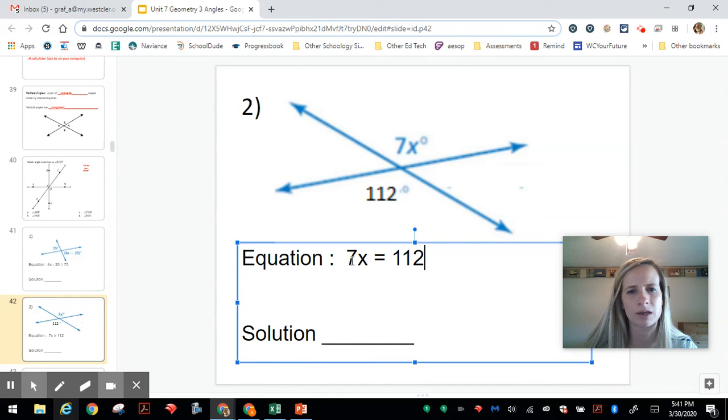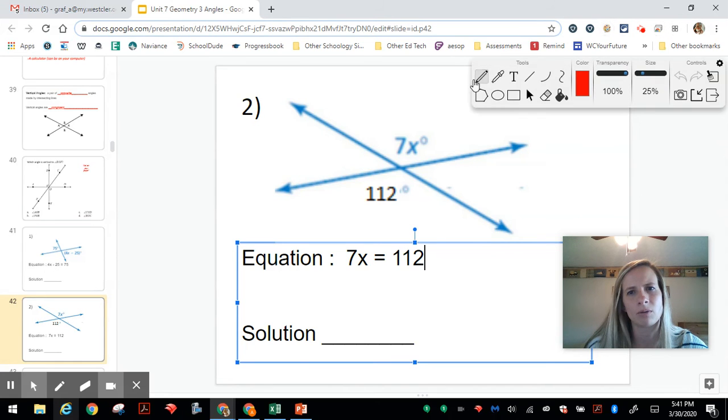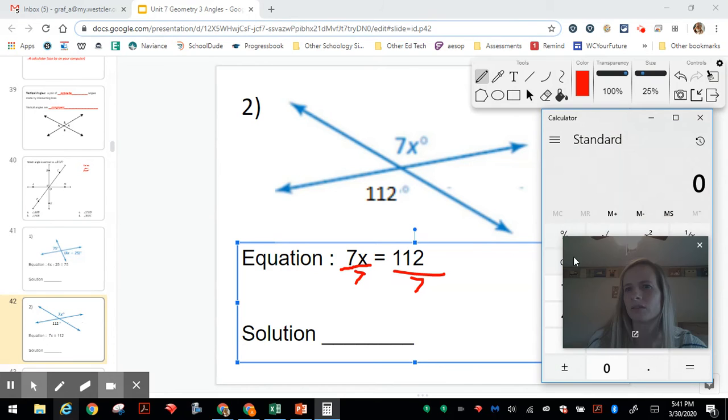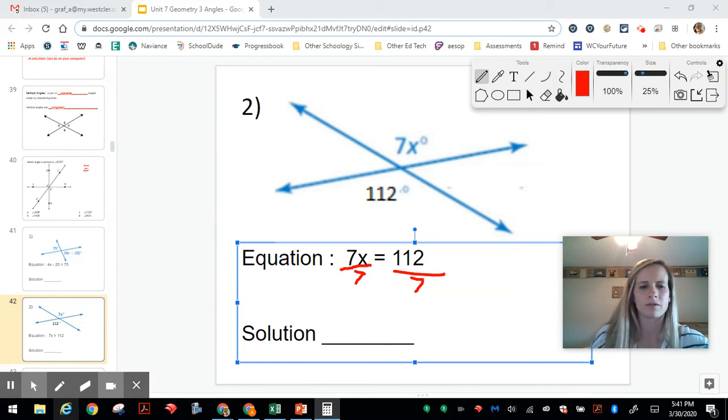So when you have that 7 right next to the x, what do you have to do? And make sure you have that equation written down as number 2, your second box. So if the 7's next to the x, that's just a one-step equation. So I would have to divide by 7. So go ahead and get your calculator out. I've got 112 divided by 7. You should get x equals 16 degrees.